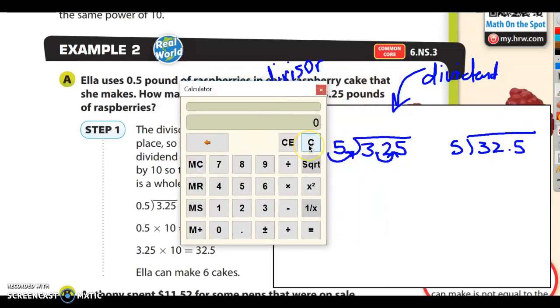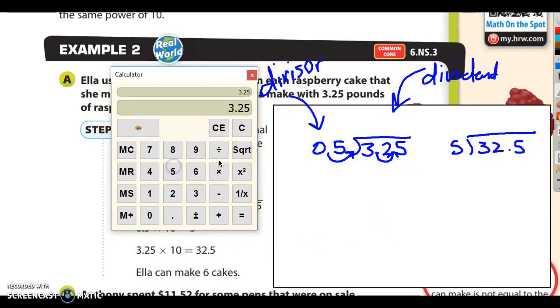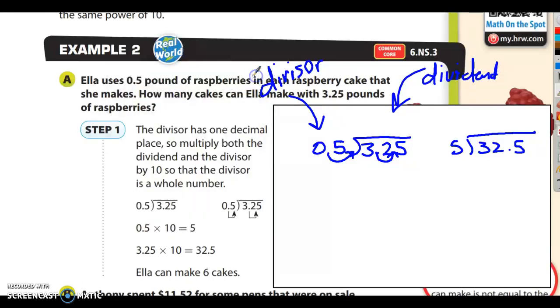Watch. Here's the original problem. 3 25/100 divided by 0 and 5/10. You get 6.5. And here's my new problem. 32.5 divided by 5 is 6 and 5/10. You get the same answer. So since you get the same answer, you can either choose to do it over here where you've got your loops, or you can just do it right here. 5 goes into 32 6 times. 6 times 5 is 30.